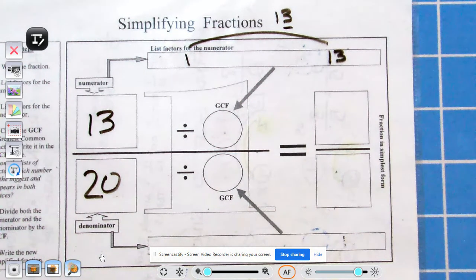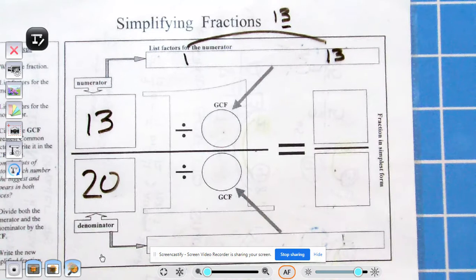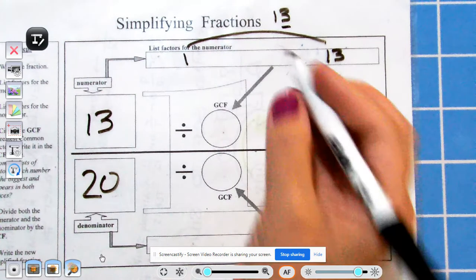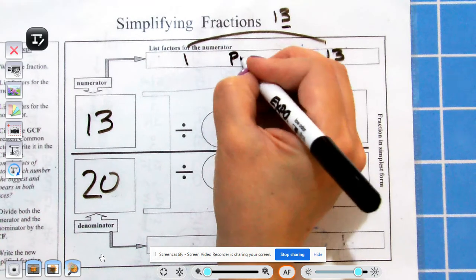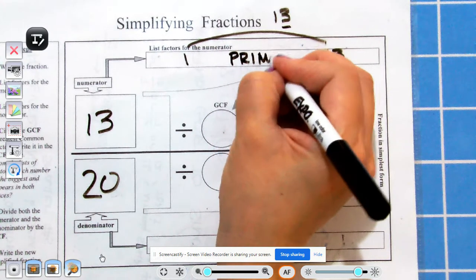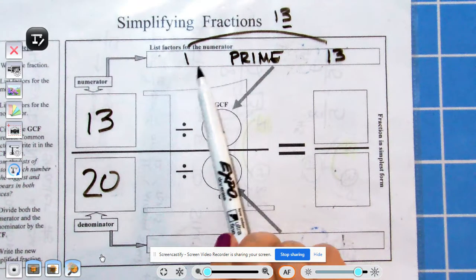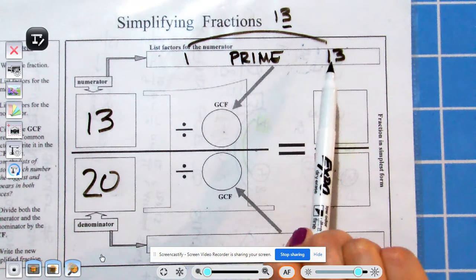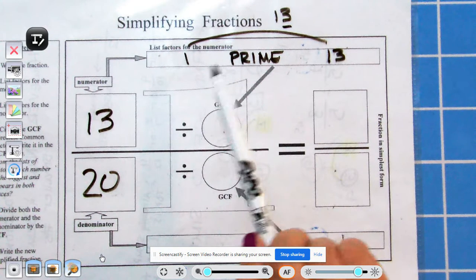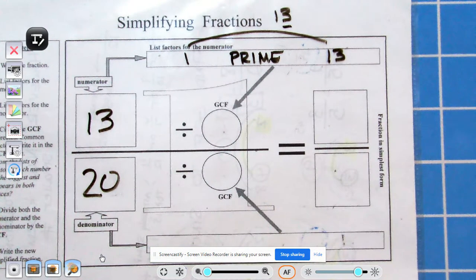6, well, 6 times 2 is 12. 6 times 3 is 18. On and on and on until you get to 13. And there are no other factors for 13. So that makes this number prime. Prime numbers have only the number 1 and the factor itself. 1 times 13. That's the only way to get 13 when you're multiplying. So that means that number is prime.